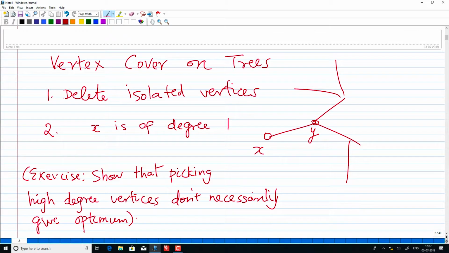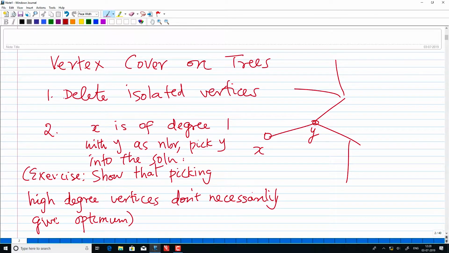This is a side remark, but now several people seem convinced that if x is of degree 1 and y is its neighbor, pick y. This also requires a formal proof, and the way you prove it is that if you have an optimum solution without y, then it must contain x, because who covers that edge? Remove x and put y. That will also be a solution. You have not increased the cardinality, and that's also a vertex cover. So there is always a minimum vertex cover that contains y, so you pick y. That is reduction rule number 2.